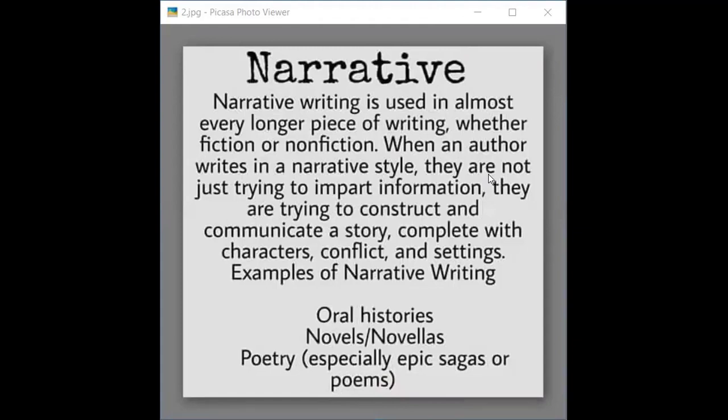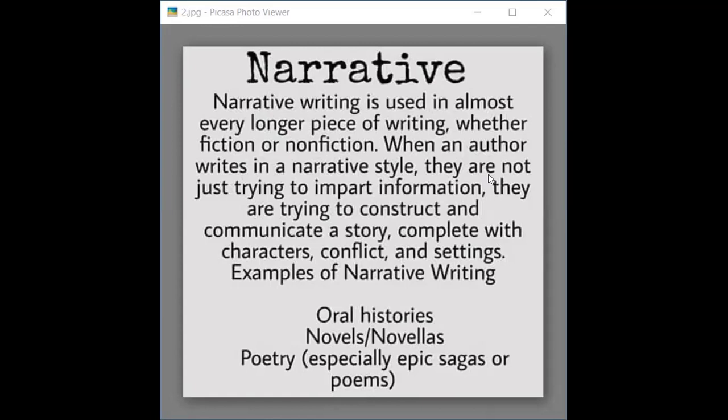So any story can be real and it can be unreal also. It can be imaginary also. So narrative, this type of writing, is actually based on a story. It would have story elements such as characters, conflict, setting, and some other elements of the story. So this narrative writing, you would find it in oral histories, novels and novellas.